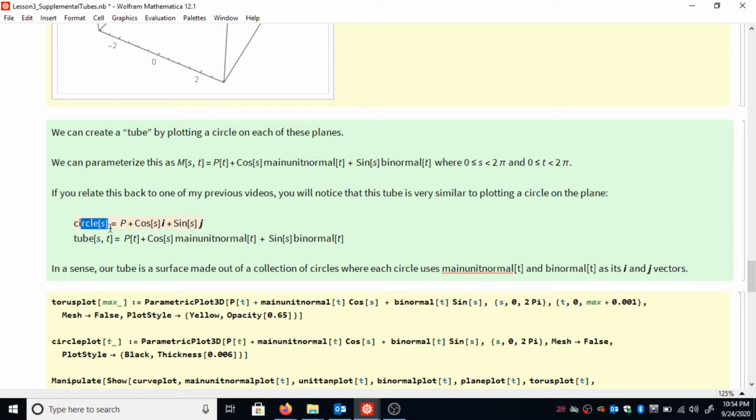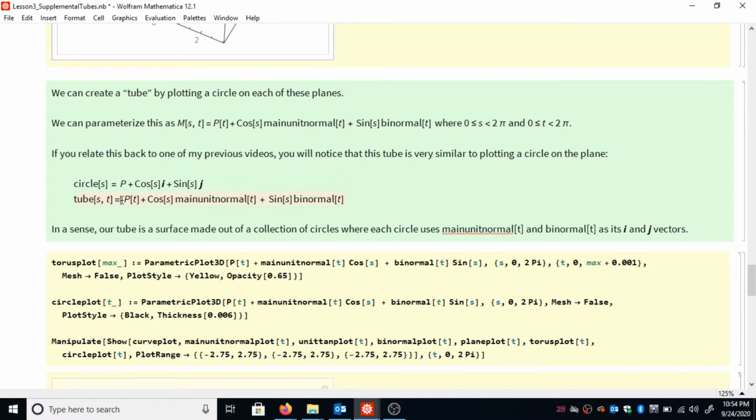If you compare the parameterization for a circle plotted onto a plane and a tube, you can see those similarities when you line those equations up. But in a sense, the main unit normal and binormal are serving as our i and j vectors for our new plane that we keep getting as we traverse that curve. So let's do it. Let's plot a tube.